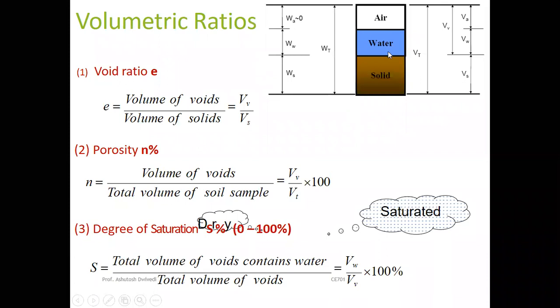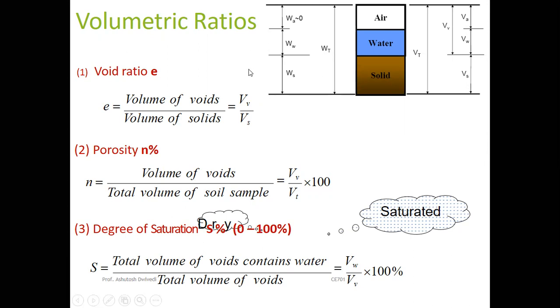The first property is void ratio. Here is the three phase diagram. We know very well that the soil solids are there, water is also there, and air. The total weight of soil is the weight of water plus the weight of soil solids, because we consider the weight of air approximately equal to zero. But if we talk about volume, the total volume of soil is equal to the volume of voids plus the volume of soil solids. It may also be written as volume of air plus volume of water plus volume of soil solids. We learned these things in our previous class.